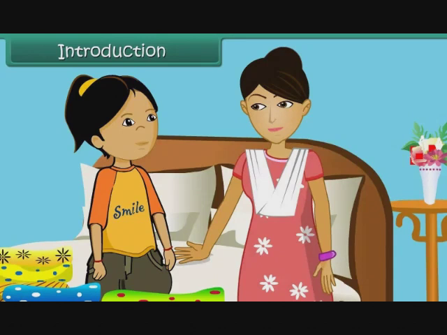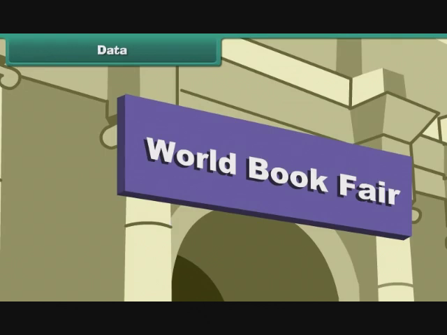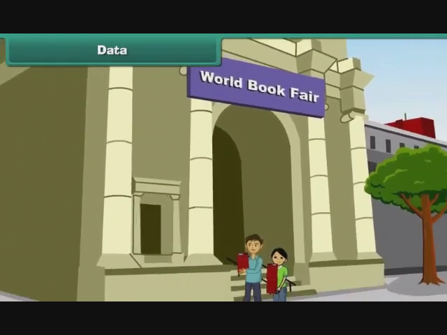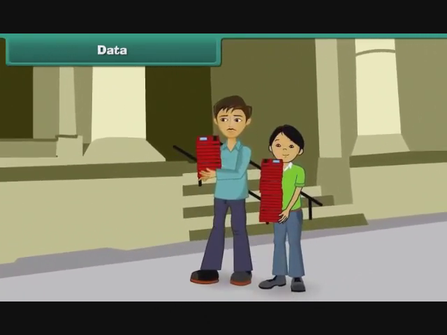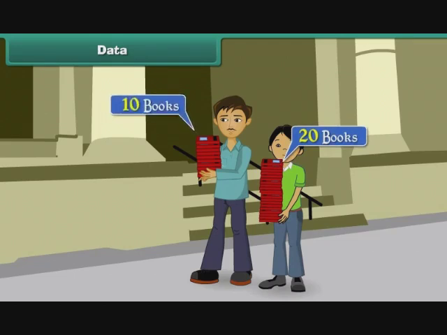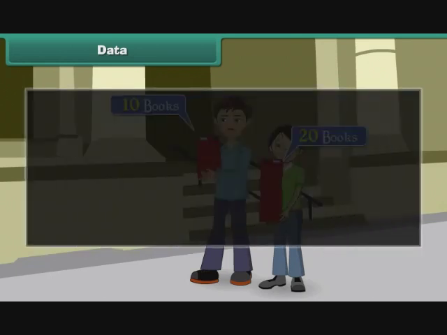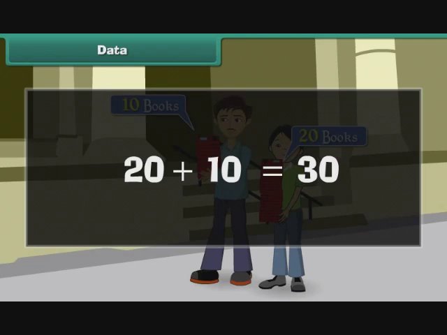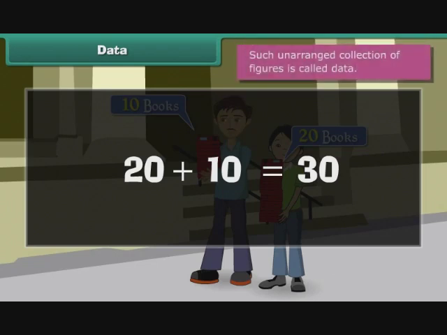Children, like Soumya, you are also keen to know about data handling. So, come with me to learn about data handling. Data. Ravi and his father are returning home from the World Book Fair. Ravi has bought 20 books at the fair. His father has bought 10 books. In all, there are 30 books. The figures 20, 10 and 30 are unarranged. So, such unarranged collection of figures is called data.